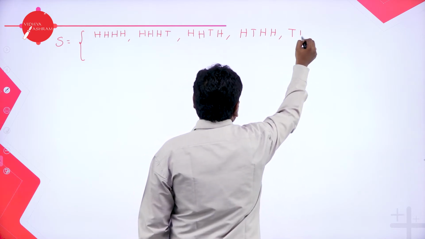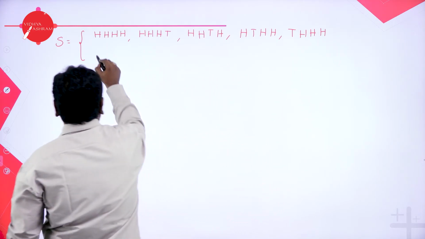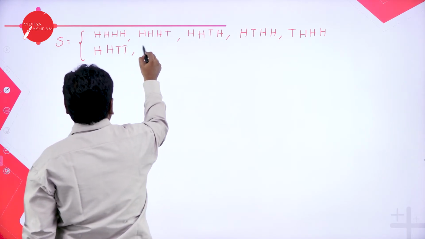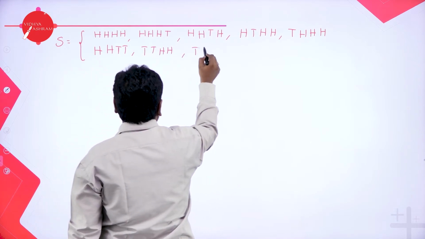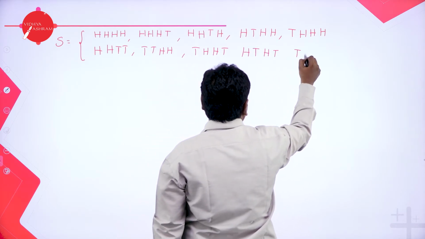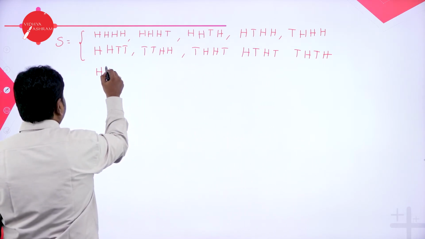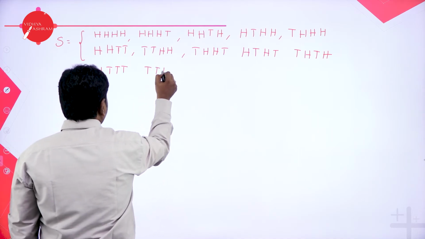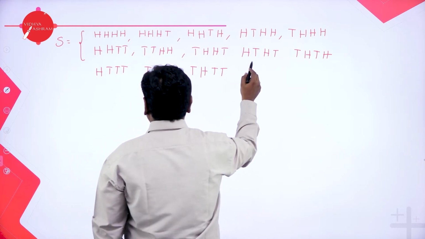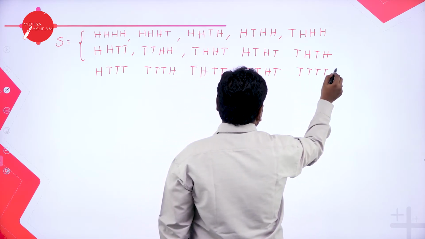Or you may get first one tail and remaining all heads. So that is the one tail combination, 4 combinations. Then 2 tails you may get: last 2 tails, or first 2 tails, or first one tail and last one tail, or alternate tails, one head, one tail, one head, one tail, or one tail, one head, one tail, one head. Then we may get 3 tails: head, tail, tail, tail, or tail, tail, tail, head, or tail, head, tail, tail, or tail, tail, head, tail, or all 4 tails.